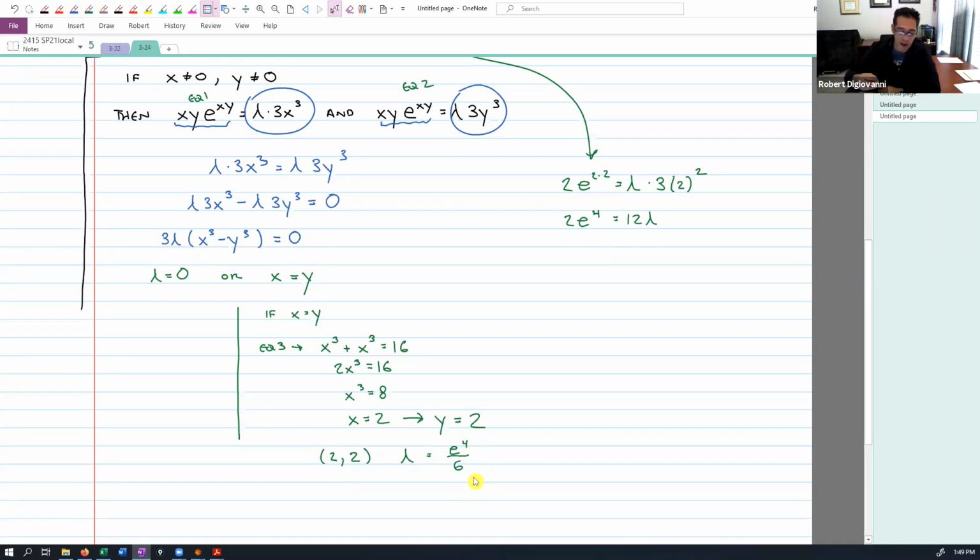I'm just showing again that we found an x, a y, and a lambda that satisfy Lagrange's requirements. We're not going to need the e to the 4th over 6 for anything. But that is the scalar multiple. That is the lambda that makes the 2 gradients parallel. Okay. Am I done?